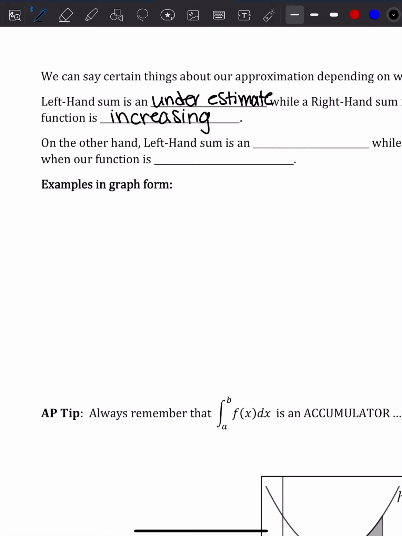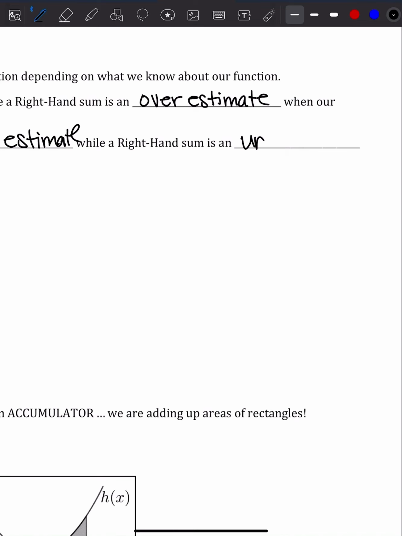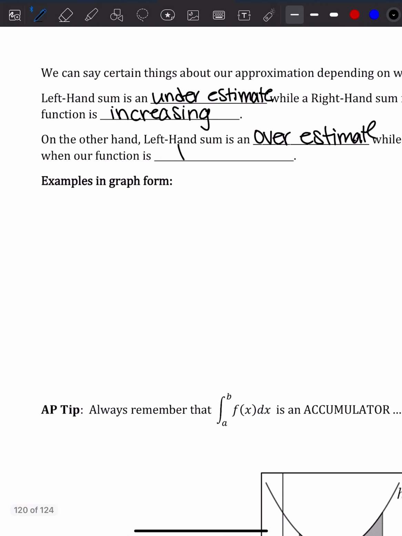If we flip it to a decreasing function, our overestimate and underestimate are going to flip. So on the other hand, when our function is decreasing, our left Riemann sum is an overestimation, while our right-hand sum is an underestimate. We can go ahead and look at what that might look like with a linear function.